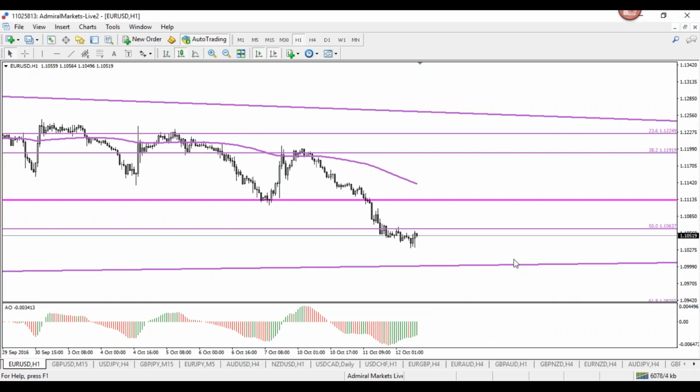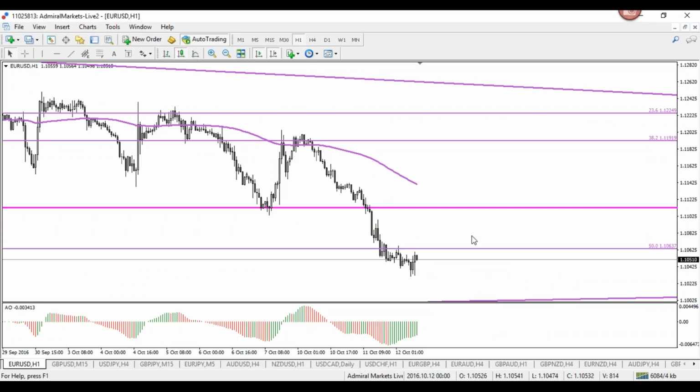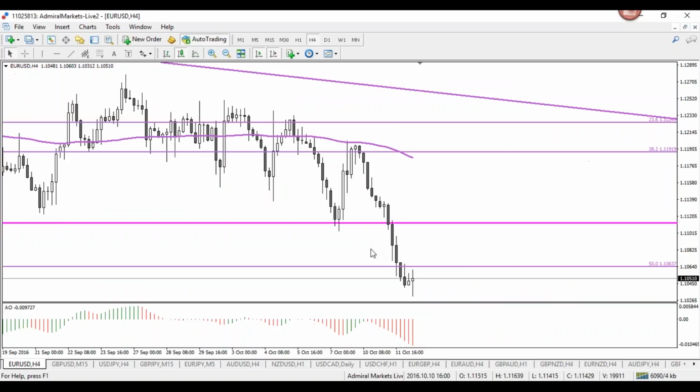Does that make sense, Dogan? From a scalping point of view, maybe. It's risky, but maybe. It's risky, so be careful with that. Okay, cool.